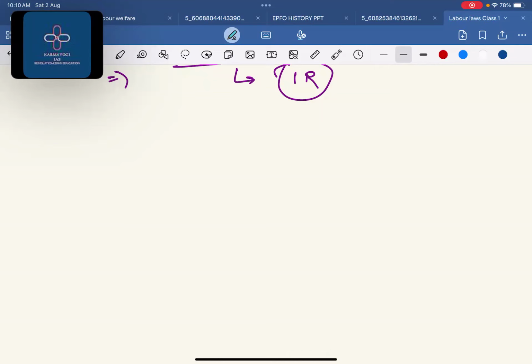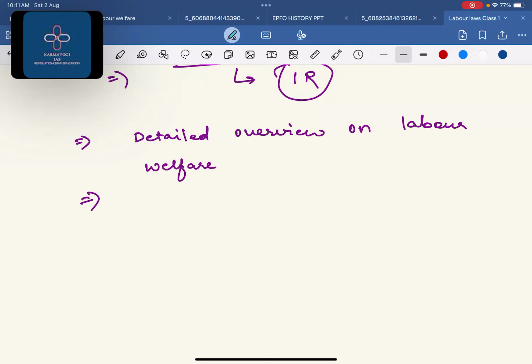Yes. So we are going to decode the syllabus, that what we are going to cover in this paper. First of all, we will start with a detailed overview on labor welfare. Then we will move towards the acts, which are most important for the preparation of EOAO and the APFC. We are going to delve in depth with all the acts.